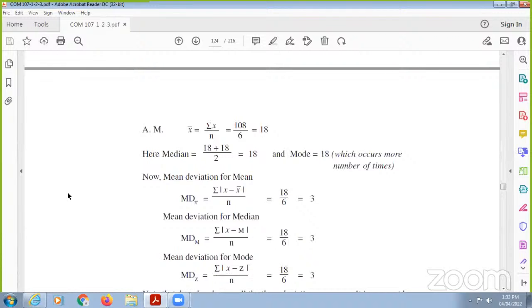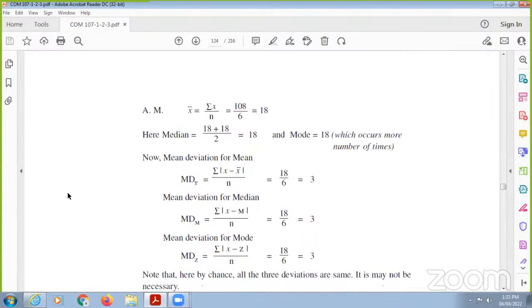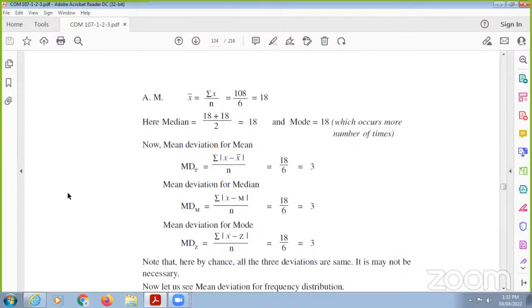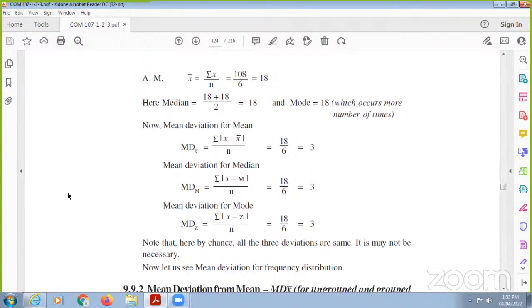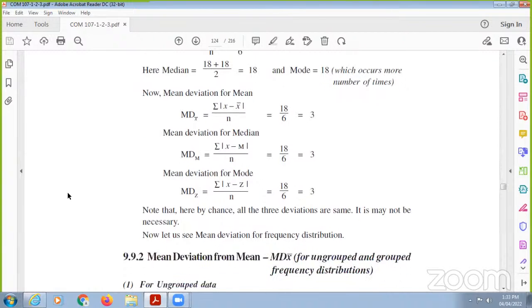The mean deviation from mode, the formula is that mean deviation from Z is equal to summation of bracket x minus Z upon n. The answer will be 18 upon 6, that is 3 here. Now note that here by chance all the 3 deviations are the same. Mean is 3, median is 3, mode is also 3. It may not be necessary because by chance the answer came as equal 3 here.